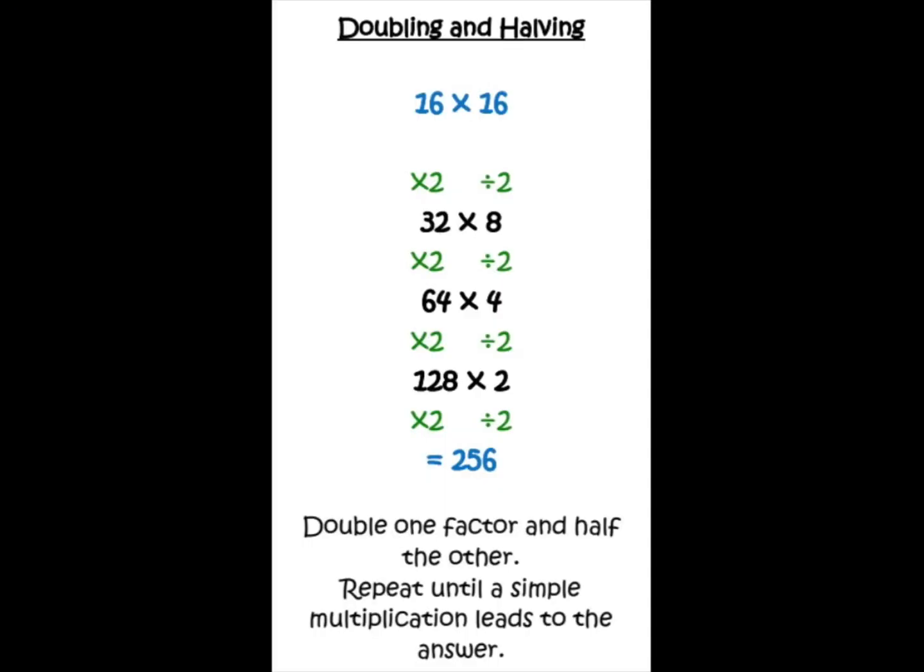Doubling and halving. Double one factor and then halve the other. Repeat until a simple multiplication leads to the answer. So if I double this 16, I then halve the other 16. And if 32 times 8 is still too tricky, I can repeat the process, making sure that I halve the other number. Eventually, I get to a calculation that I feel is much more manageable.